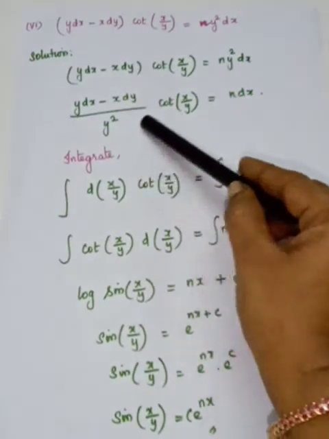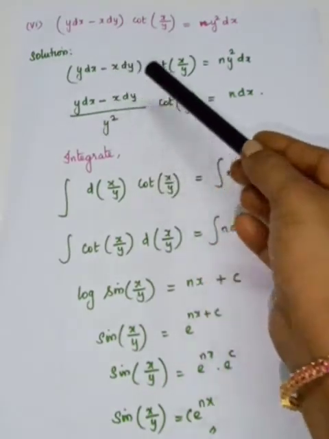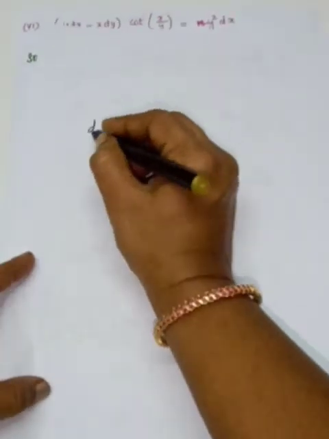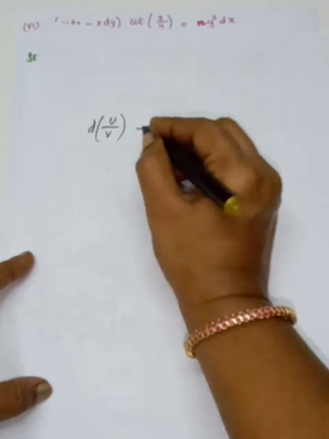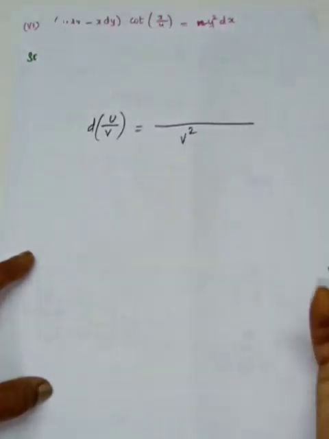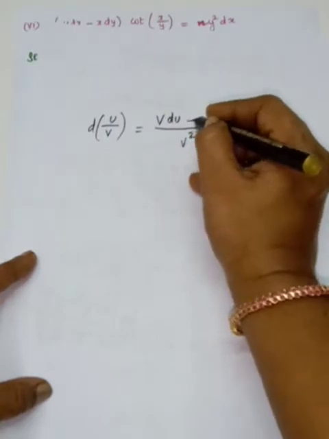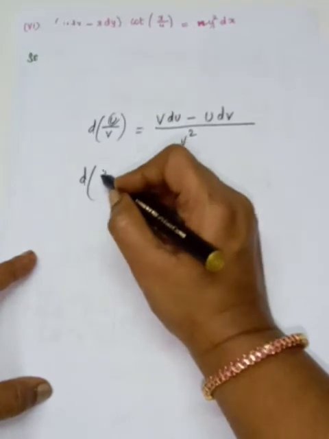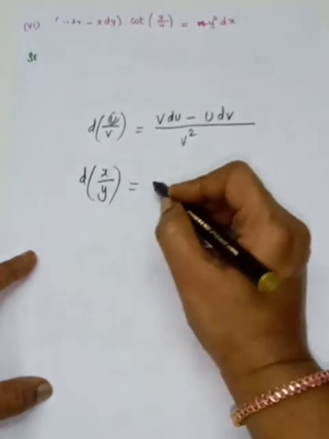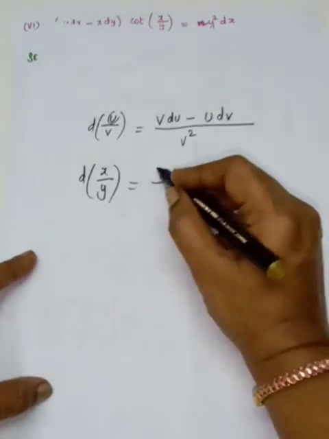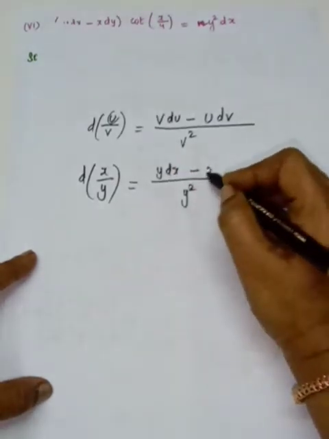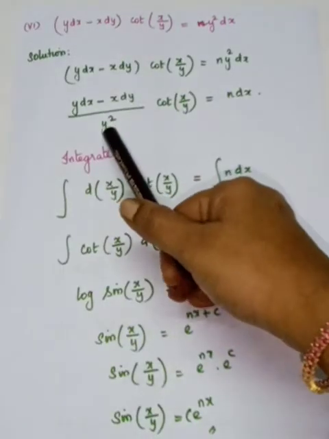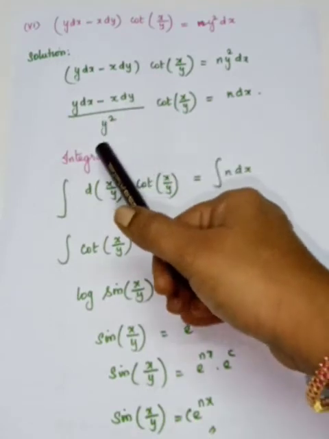So it is in the form of the differentiation of u by v. What has to come? If you use the quotient rule, it is v squared in the denominator and v du minus u dv in the numerator. So in the place of u, now you are having x by y. If we differentiate, it is y squared, y dx minus x dy. So therefore this term is exactly y dx minus x dy divided by y squared.